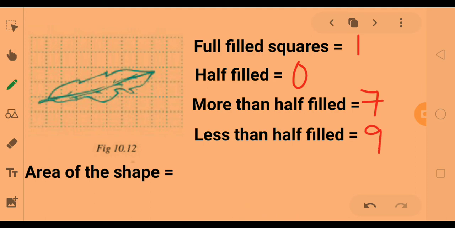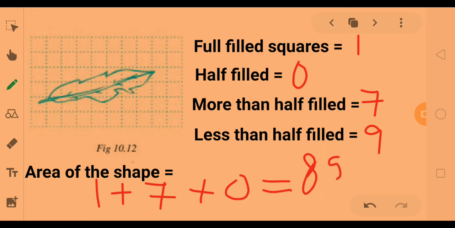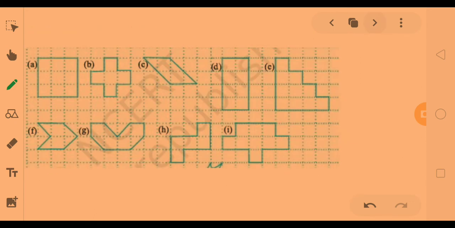Then total area: full filled squares we write 1, plus half filled is not there. More than half filled there are 7, so we write 7. Less than half, 9, we don't need to mention that, so you can write 0 itself. So what is the area of the shape? 1 plus 7, 8. So 8 square unit is the area of this shape, the area of this leaf.